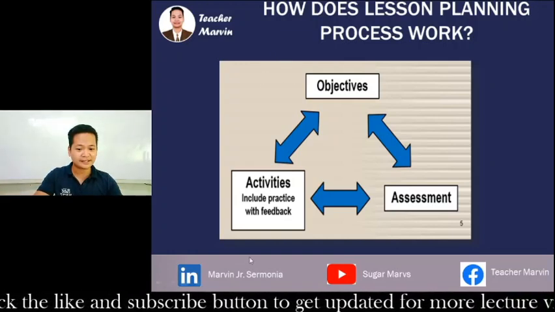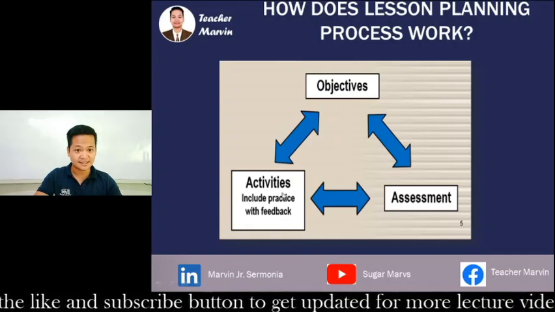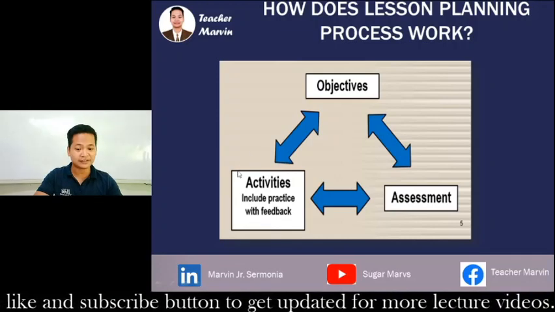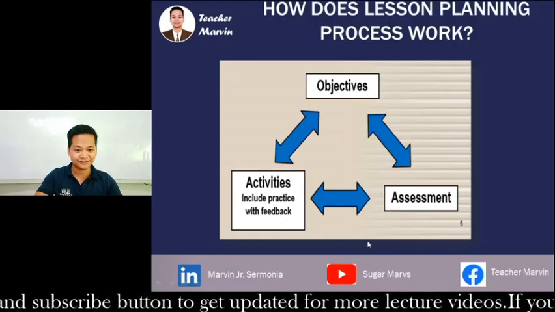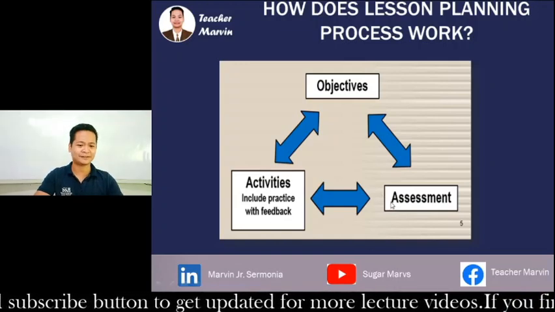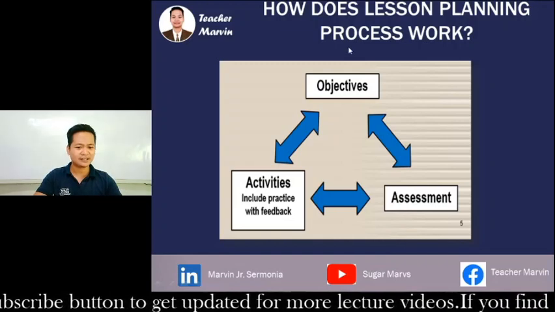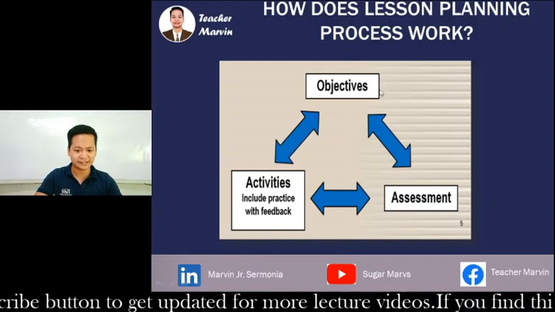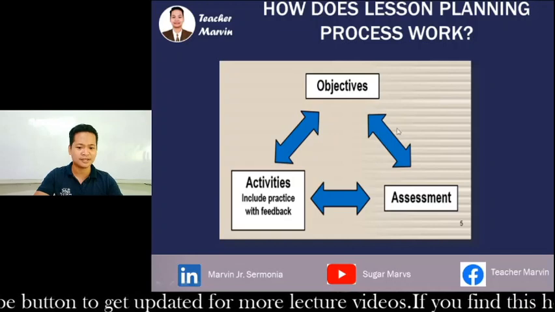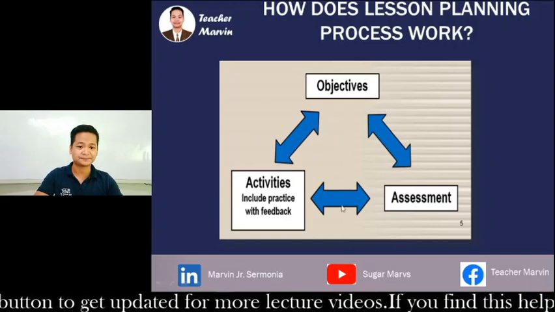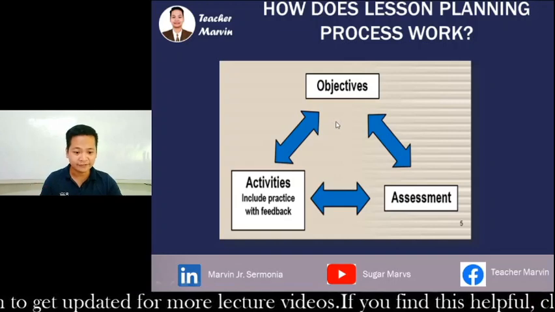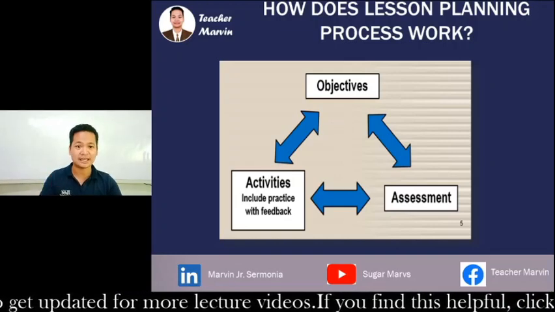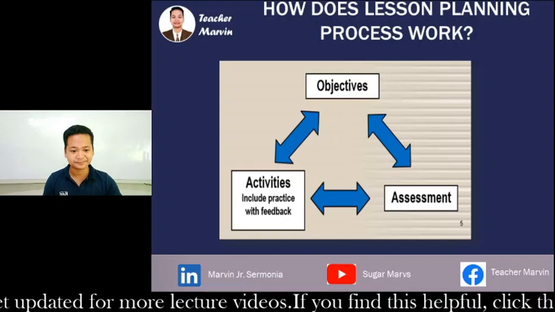So nagbibigay ka ng assignment dito for practice. And if you have seen that they have mastered already the lesson, then you give the assessment. Okay? And from that, you need to reflect, okay? Did they really achieve your objective or not? And it's a process, as you can see the arrows. It's a process. Okay? So that's how your lesson plan goes. Okay? Objective, activities, assessment must be aligned with one another.